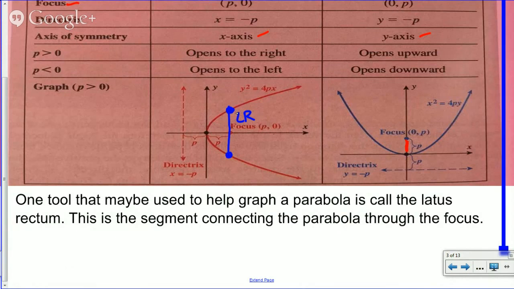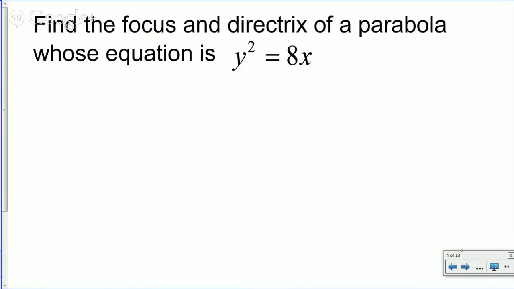How do you find the LR? Well, there's a couple different ways, but the easiest way would be that LR equals 4 times the absolute value of P. So if you know what P is, then you should know what the LR is too. Okay, so let's try some examples here.